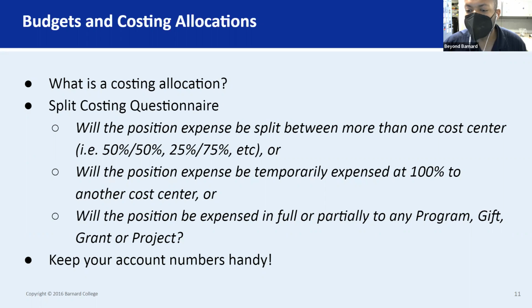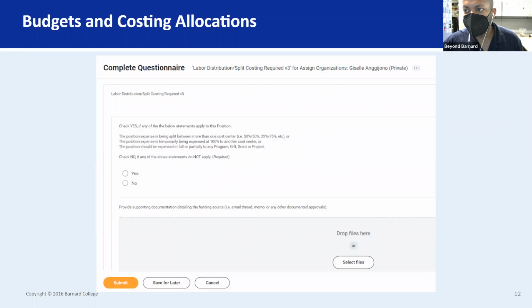Yeah, and so keep your account numbers handy so that when you get this costing questionnaire, or when a member of the finance team reaches out asking for your account information, you have that readily available so that you can share that, and those costing allocations can be applied. And this is a screenshot of what that split costing questionnaire looks like.